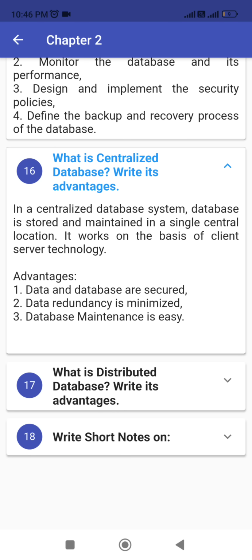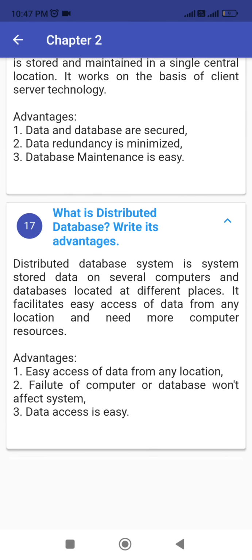Question 16: What is a centralized database? Write its advantages. In a centralized database system, the database is stored and maintained in a single central location. It works on the basis of client-server technology. Advantages: number 1 data and database are secured, number 2 data redundancy is minimized, number 3 database maintenance is easy.